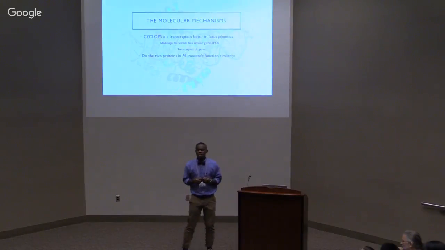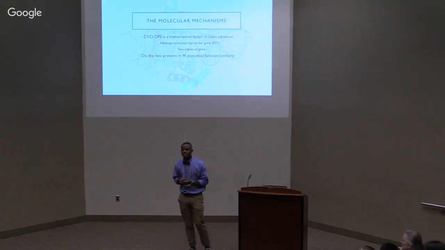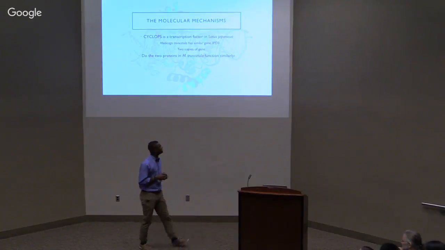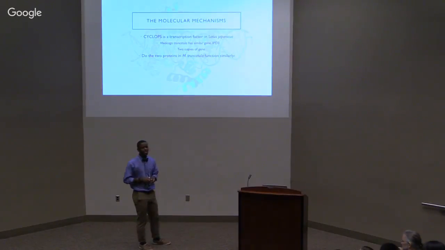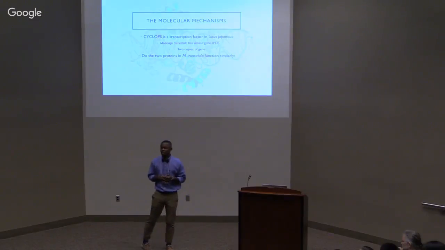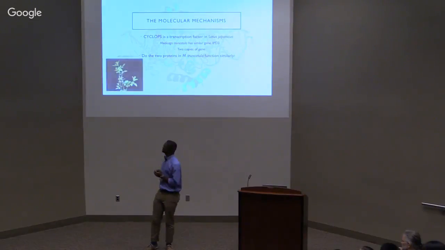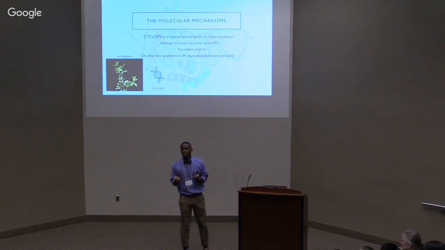So the Harrison Lab studies the molecular mechanics behind arbuscular mycorrhizal symbiosis, and I wanted to mention one of the important genes, Cyclops. Cyclops is a gene found in Lotus japonicus. This is another legume that is well documented in the literature, and it is also able to develop the symbiosis with fungus.